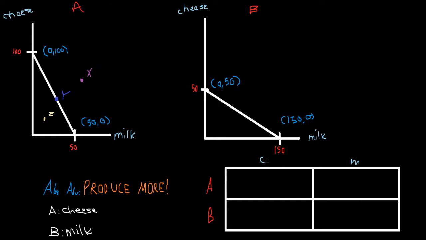So I have abbreviated C for cheese and M for milk. So how much cheese can country A produce? Well, it's 100. So A can produce 100 cheese. How much cheese can country B produce? Well, it's only 50. So B can produce 50 cheese.